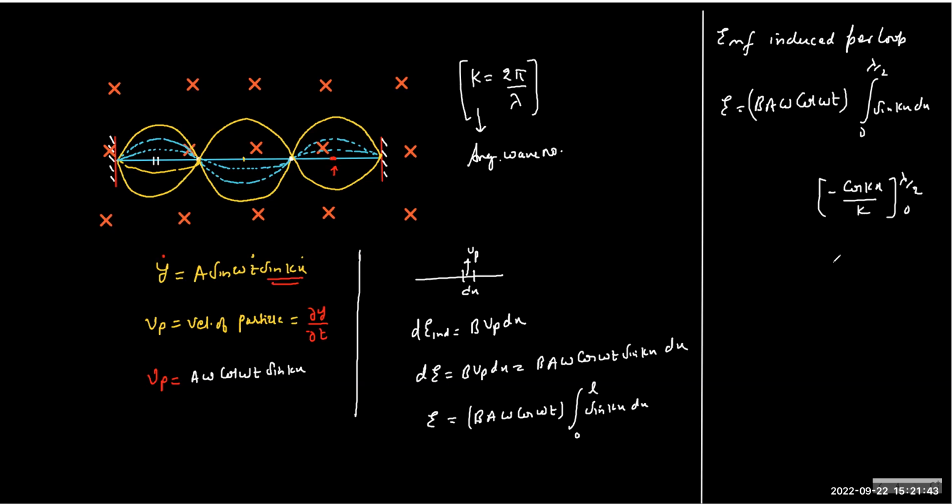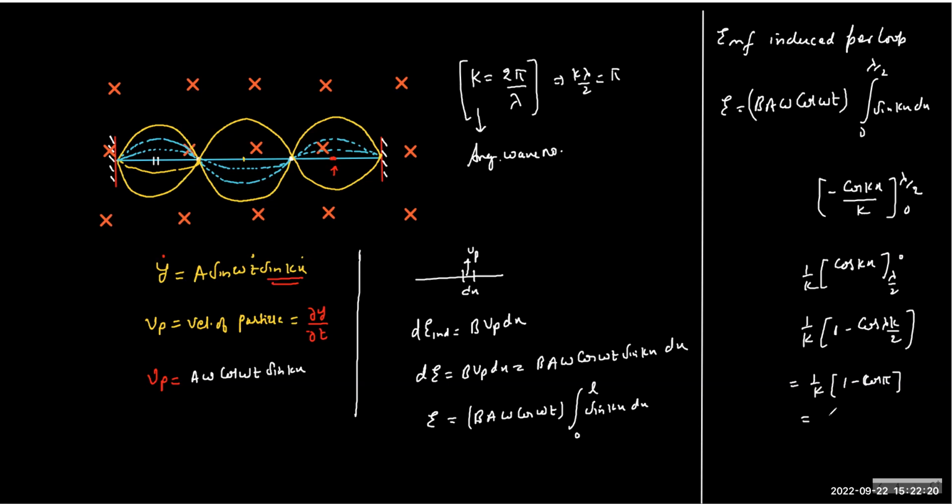So I can change the limit. It is lambda by 2 to 0. Yes. So we can write the upper limit, which is cos 0, which is 1, minus the lower limit, which is how much? Cos k lambda by 2. Now you can see k lambda by 2 is basically pi. So this is basically 1 minus cos pi, and cos pi is minus 1, which is why this is 2 by k. So that's a very interesting answer.